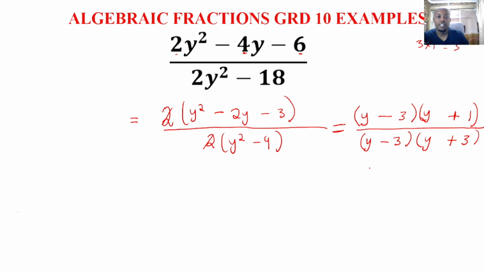Okay, so I see that we've got y minus 3 at the numerator, y minus 3 at the denominator. Therefore this would cancel out. Therefore your answer, you're going to be left with y plus 1 all over y plus 3. And that's how you would deal with an example like this one.